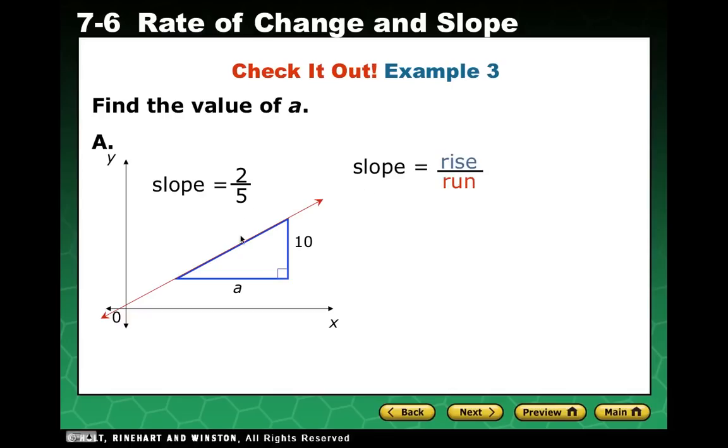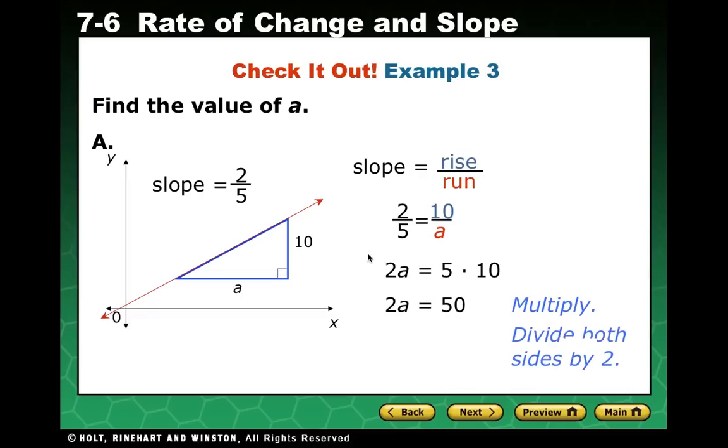Alright, again, our slope is 2 over 5. Rise over run is 2 over 5. Rise is 2. Run is 5. So we're going to use this 10. This 10 is a rise. Rise goes up or down, and run goes left or right, and that would be our A. So we're going to substitute that in, cross multiply, and divide both sides by 2. We get 25 for A.